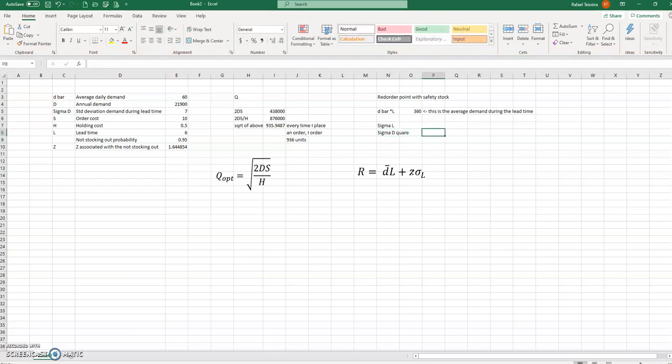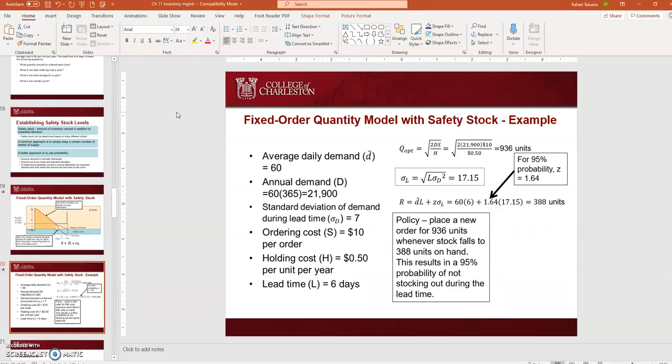So how to compute sigma D squared, or standard deviation of demand squared, is equal to standard deviation of demand during the lead time squared, which means multiplied by itself. So that's the sigma D squared. Okay, going back to the formula, sigma D squared.